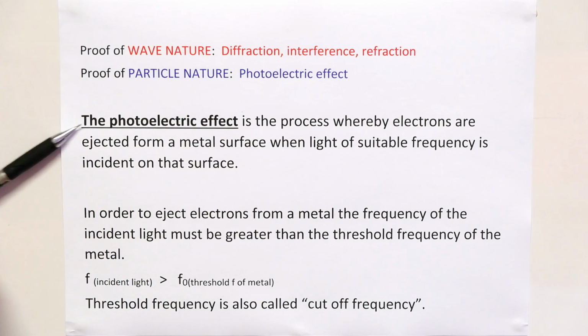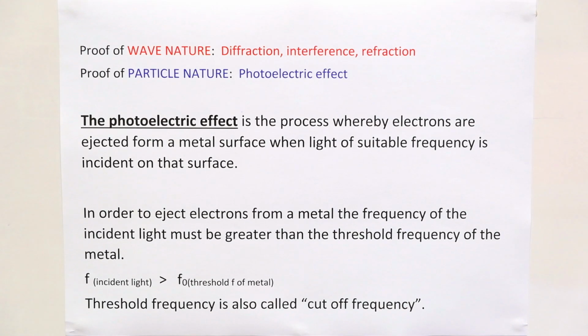So you must know the definition of the photoelectric effect. It is the process whereby electrons are ejected from a metal surface when light of suitable frequency is incident on that surface. In order to eject electrons from a metal, the frequency of the incident light must be greater than the threshold frequency of the metal. Each metal has its own particular threshold frequency.